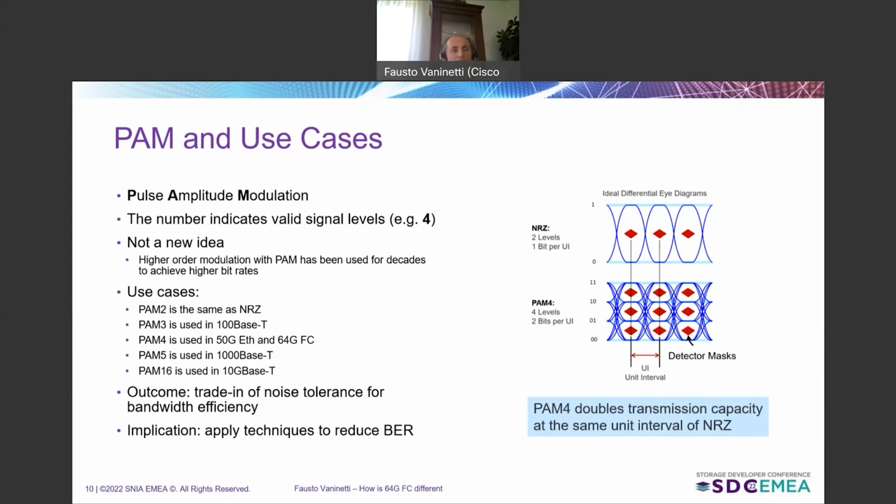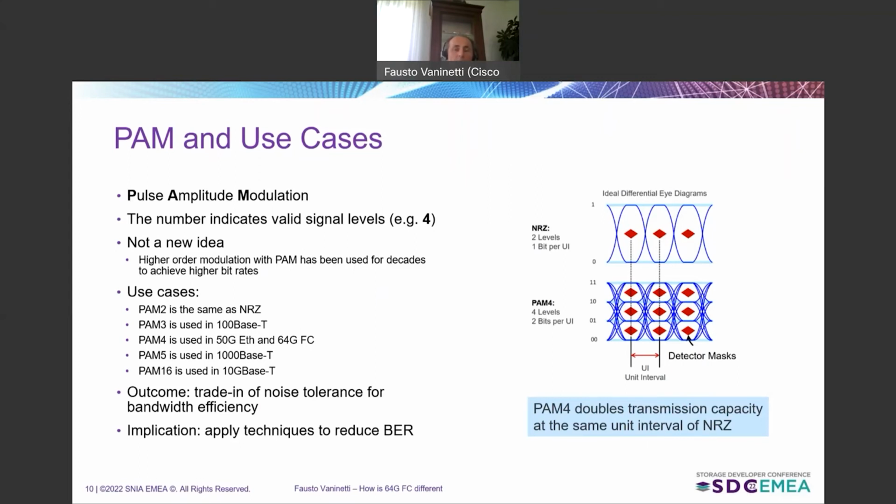Now, the reason to adopt PAM4 for 64 gig fiber channel is quite simple. Essentially, we are trying to preserve bandwidth efficiency. We don't want to increase the symbol rate. But as a trade-off, we are accepting a reduction in the noise tolerance. And that means that we need to introduce some new tools in order to counteract the signal-to-noise degradation. We need to find a solution to improve the bit error rate to a level that is considered acceptable for this transmission protocol.